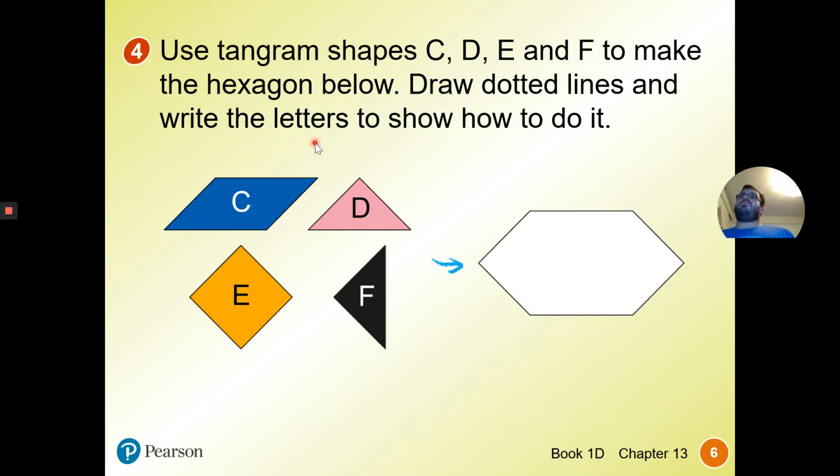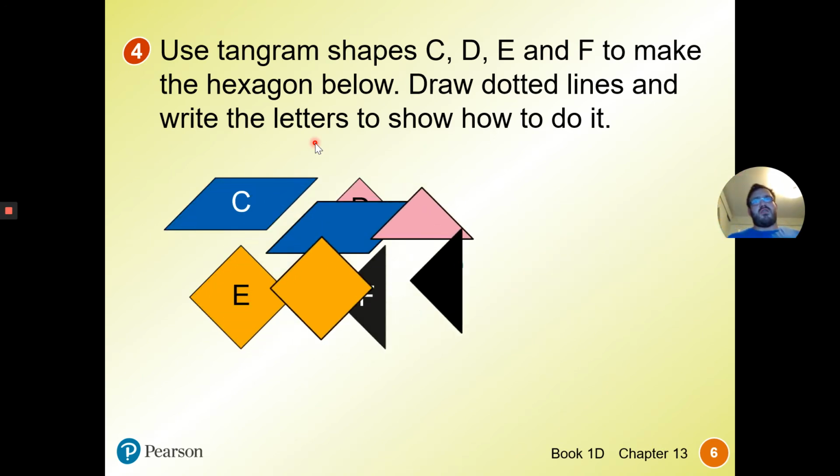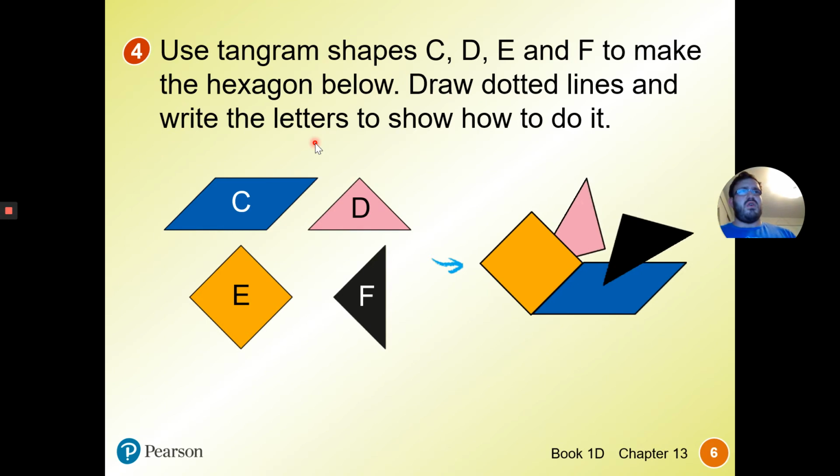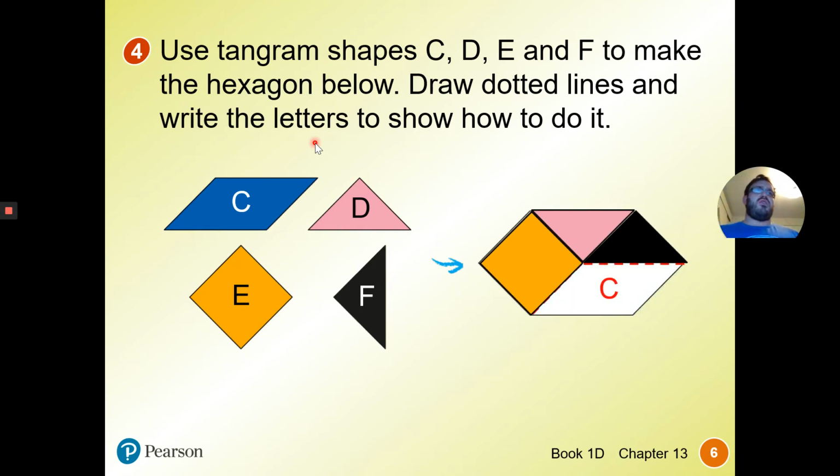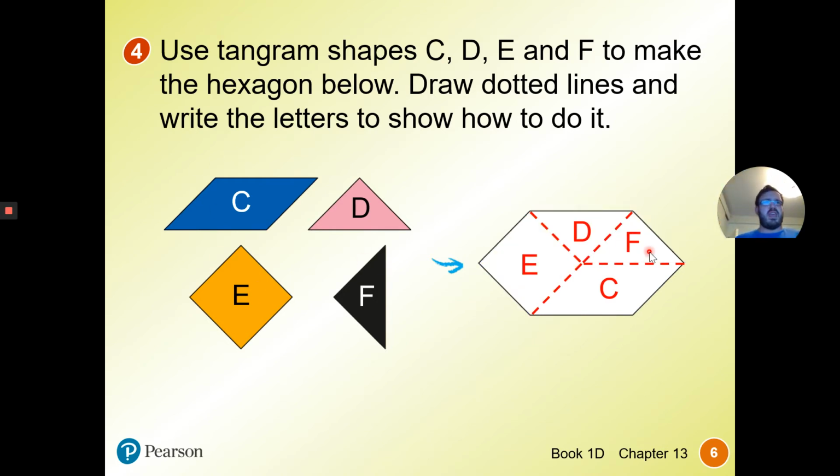Okay, so use tangram shapes C, D, E, and F to make the hexagon below. So how can we fill these in? This is really important for how we can think about shapes and turn them in our head. So let's take a look at what they've done here. You see how we've had to rotate those shapes into position. You can see that when we remove the shapes, you can easily understand that E comes here, D is rotated and matches up with F to make an opposite shape of C.